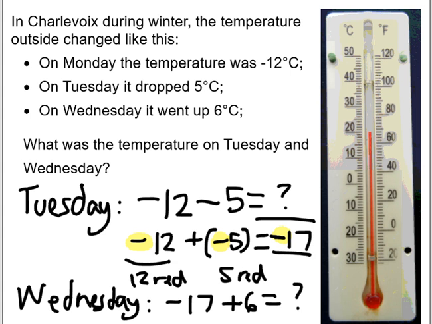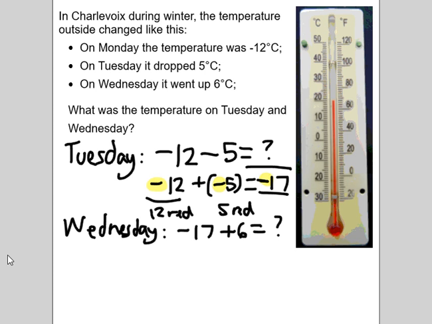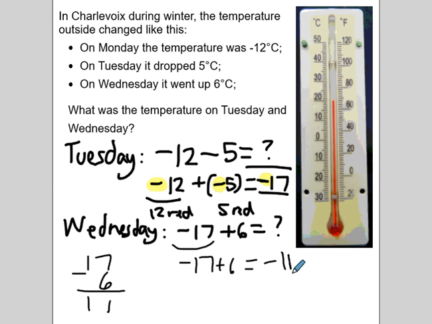So what you want to do is 17 minus 6. You want to find out what's the difference between 17 and 6. And that difference is 11. And because here you have more red, your answer is going to be negative 11. Don't forget your degree Celsius.